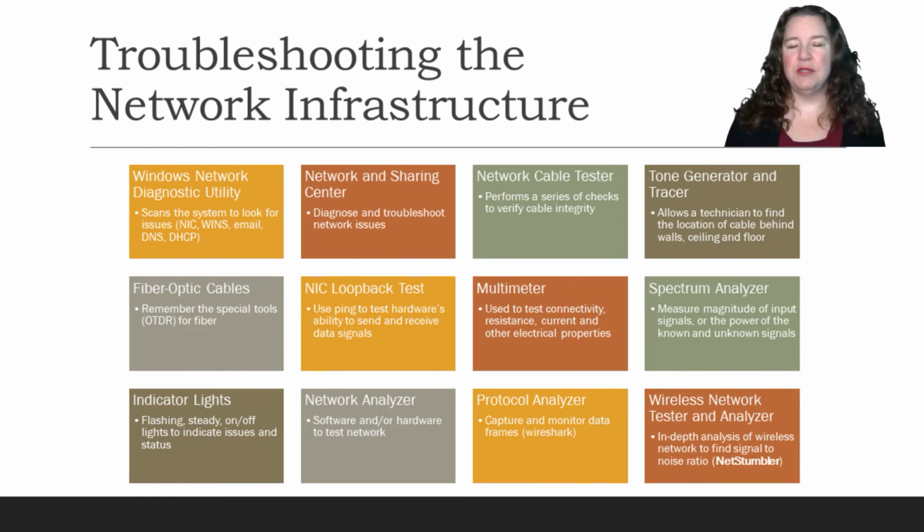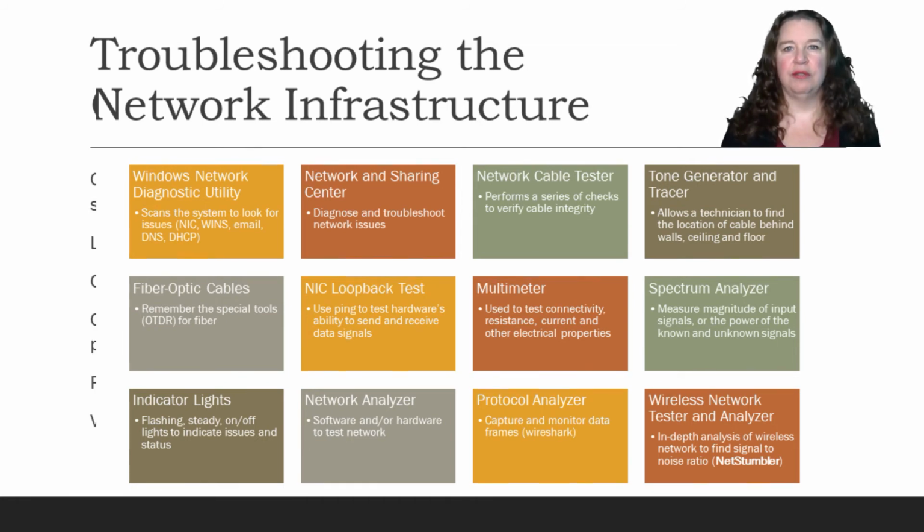So this is sometimes some third-party things like NetStumbler that is going to allow you to do in-depth analysis of your network to look at your signal-to-noise ratios. We're going to talk a little bit about signal-to-noise ratios in a couple of slides. But being able to look at your wireless network and recognize that signal-to-noise, we use something like NetStumbler for that.